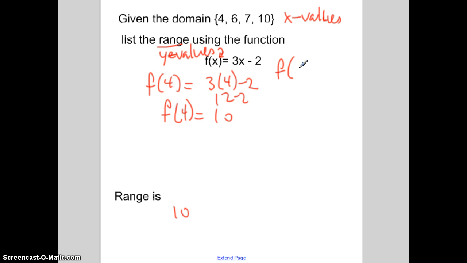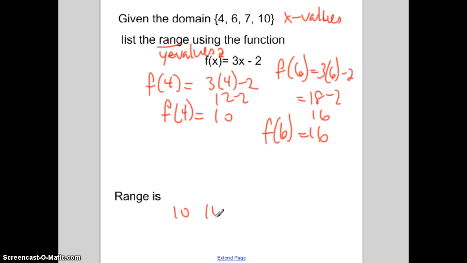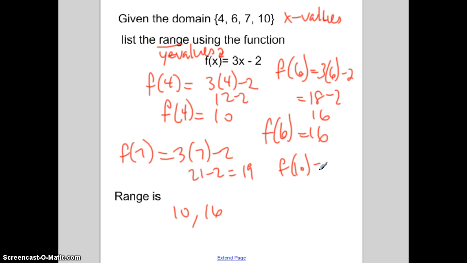Do it again. Function when x is 6. 3 times 6. Sorry, that's really messy. 3 times 6 minus 2. So this is 18 minus 2. This is going to be 16. So the function when x is 6 is going to be 16. That's going to be my next one. Do it again for 7. You get 3 times 7 minus 2, which is 21 minus 2, so it's 19. And when x is 10, you get 3 times 10. Then we subtract 2, so you get 30 minus 2, which is 28.